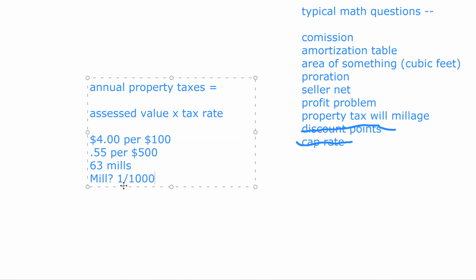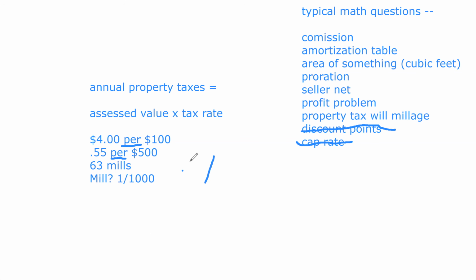So basically what we're looking at here: if you ever see millage, understand that all we're doing is that number over 1,000. So that's what it is. And actually, I'm going to give you a little tip, a little trick. You ready? Here's what it is. Whenever you see per, treat that as a division symbol.